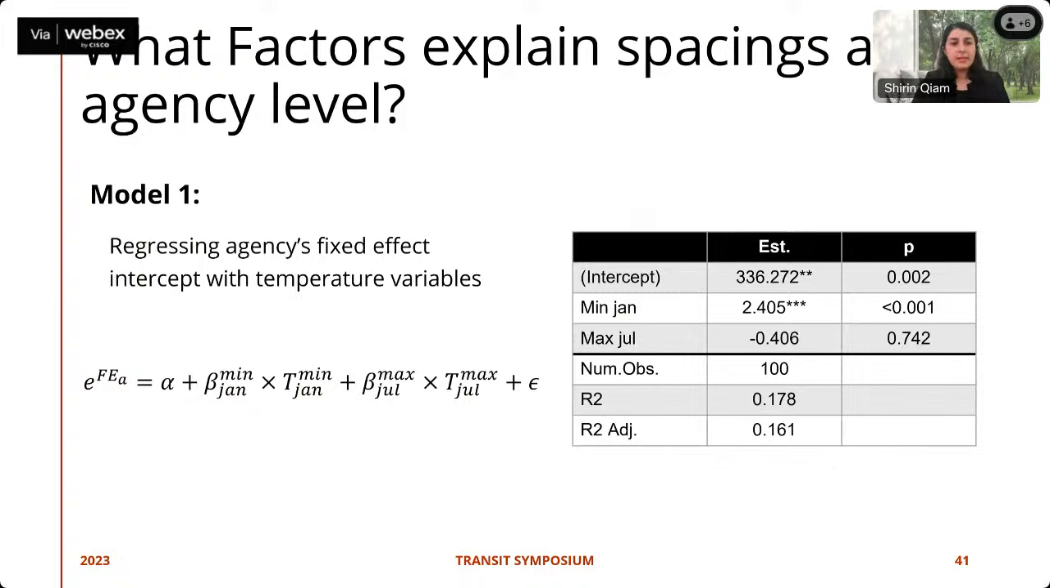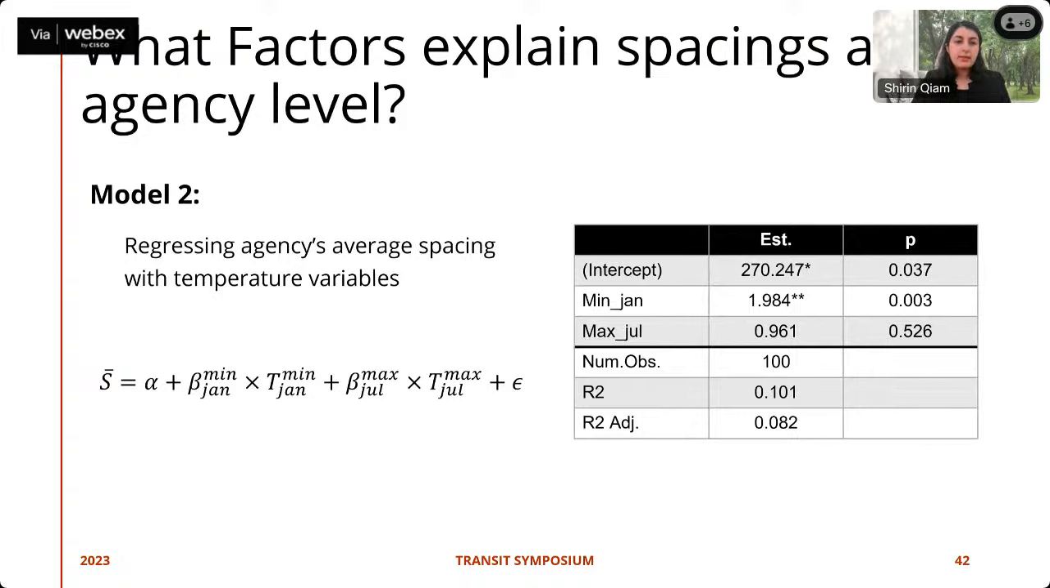Also, one another interesting aspect is to see what factors explain spacing at agency level, because everything we had until now was at block group level. So for that, we have two models here. In the first model, we regress those agency fixed effects on our temperature variables, that are minimum temperature in January and maximum temperature in July. The results show that minimum temperature in January has a positive significant influence on spacing, but maximum temperature in July doesn't have any significant relation with bus stop spacing.